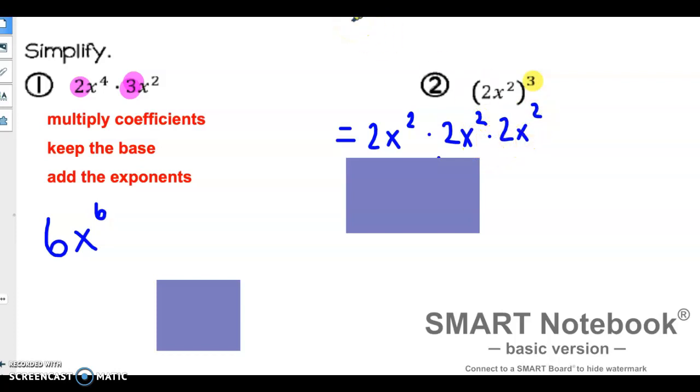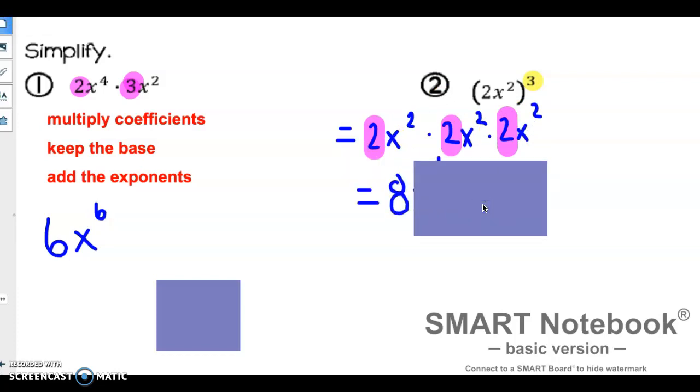And now that we've written out that expansion, we can actually just use these same rules that I have written over here in red, the same steps. So we're going to multiply the coefficients. So we have 2 times 2, which is 4, times 2 will give us 8. So our new coefficient on our answer is 8.